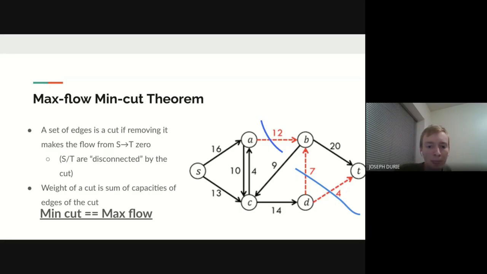Notice that there's still no path from S to T, even with the 9 edge still there, because that edge is going backwards. So even with the 9 edge there, you can't get from S to T.